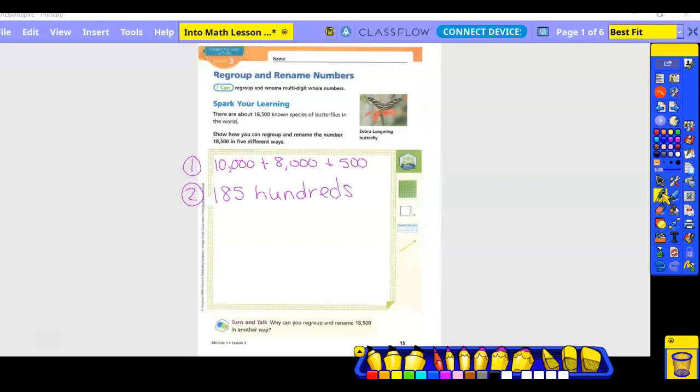If I just use 1 zero, that's a what? If 2 is hundreds, what's 1 zero? Tens, right? So if I did tens, that would be 1,850 tens. Okay.